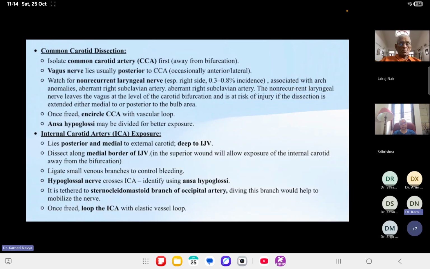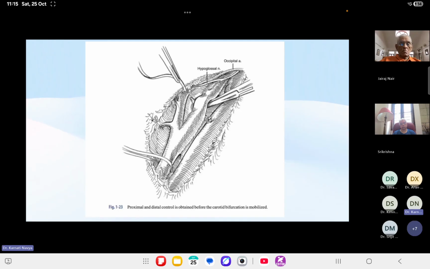Then all the small venous branches should be ligated to control bleeding. The hypoglossal nerve, which crosses the internal carotid artery in the most proximal part of the wound, should be identified using the ansa hypoglossi, which loops around the anterior fibers of the carotid sheath. Then it is tethered to the sternocleidomastoid branch of the occipital artery. Dividing this branch helps to mobilize the nerve. Basically, the hypoglossal nerve is very close to the sternocleidomastoid branch of the occipital artery. Once freed from all the adhesions, the internal carotid artery is looped with an elastic vessel loop.